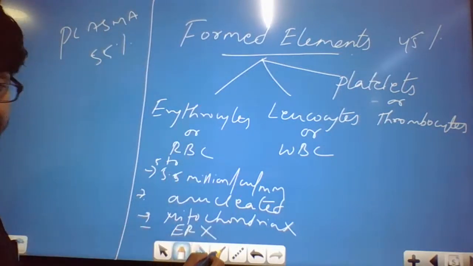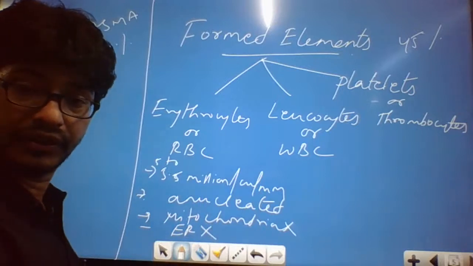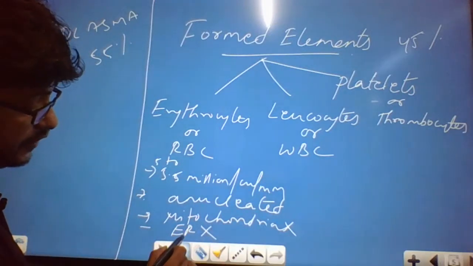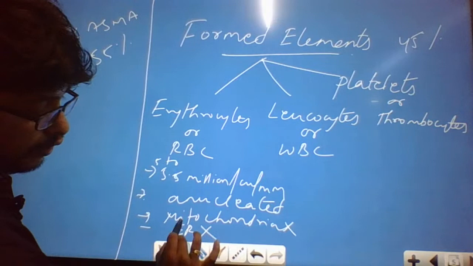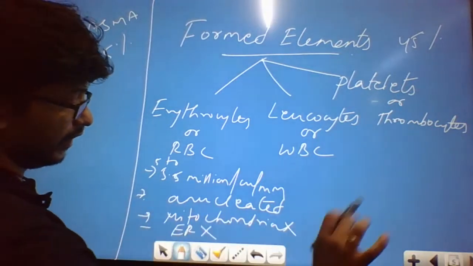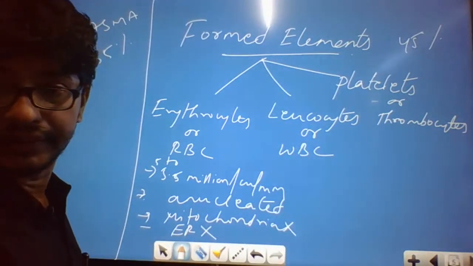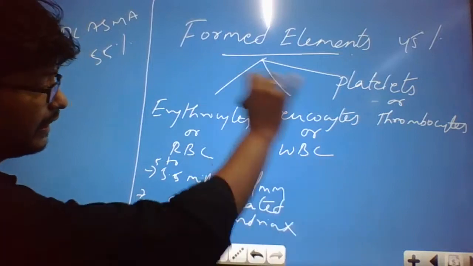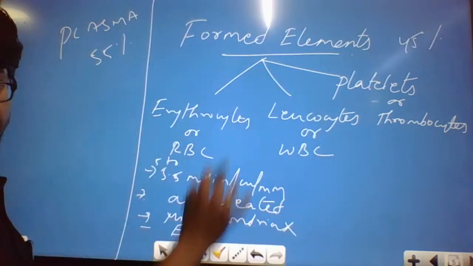So ஒரு RBC எடுத்துட்டீங்க, it's a biconcave shape, இதெல்லாம் உங்களுக்கு தெரியும் already. So it's a biconcave shape, and it has no mitochondria, no endoplasmic reticulum, and is anucleated, right? So இதெல்லாம் வந்து for example you could see the amount of like erythrocytes.